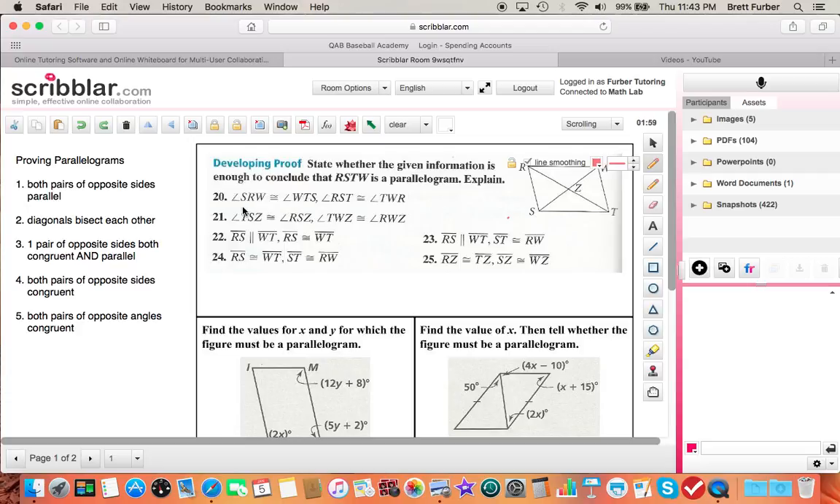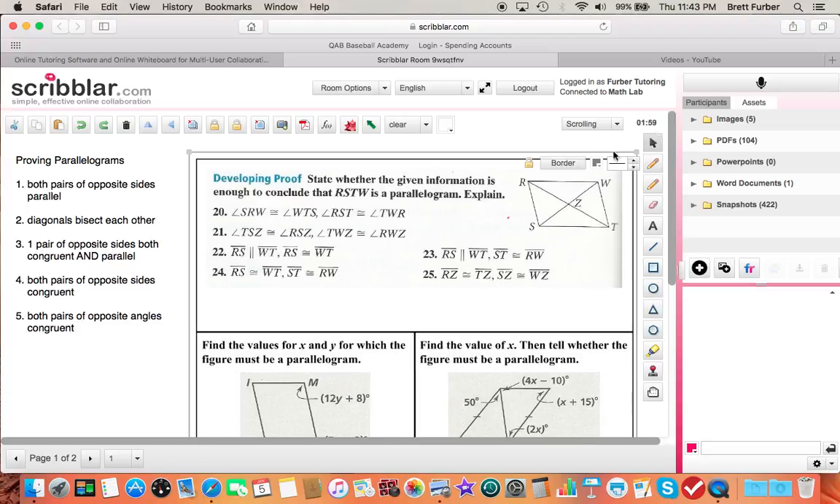Let's start with this. Angle SRW, one second, I might need to smooth that down just a little bit so you can see it. There we go. SRW, which is here, is congruent to WTS, which is here. And RST, this angle, is congruent to TWR, this angle. So what they just showed us was opposite angles are congruent, and number 5 says if both pairs of opposite angles are congruent, then that is enough to prove that you have a parallelogram. So number 20 would be yes.